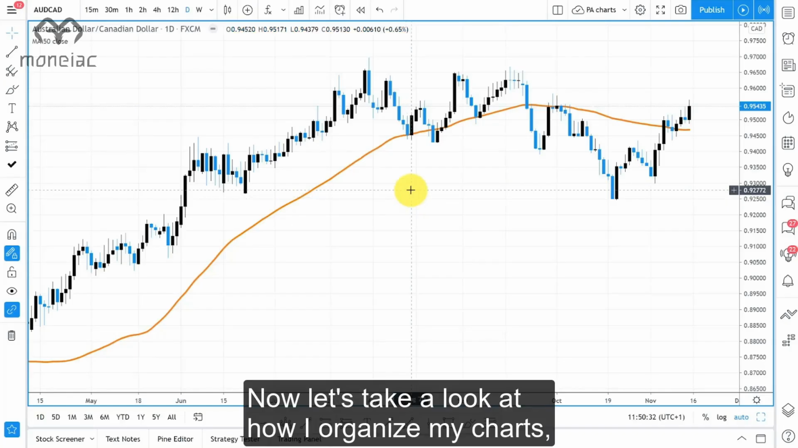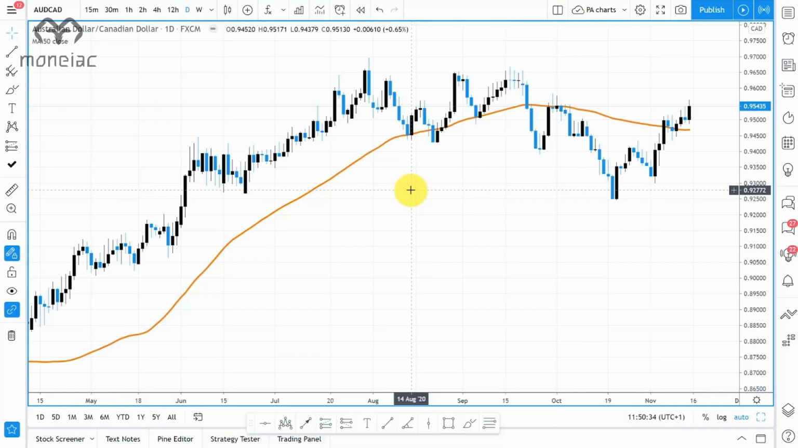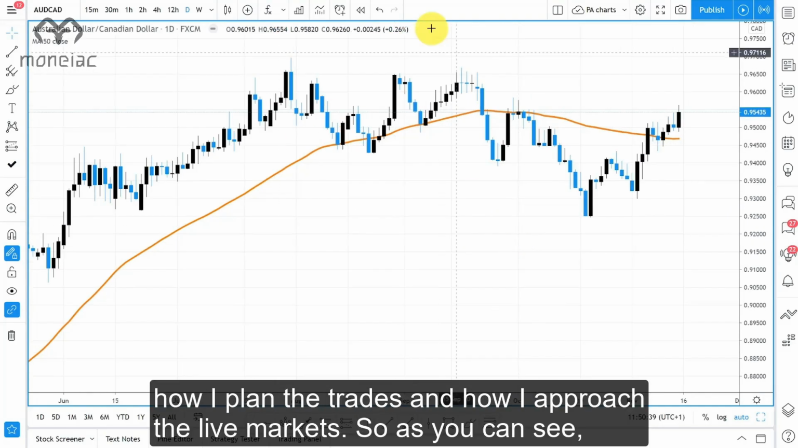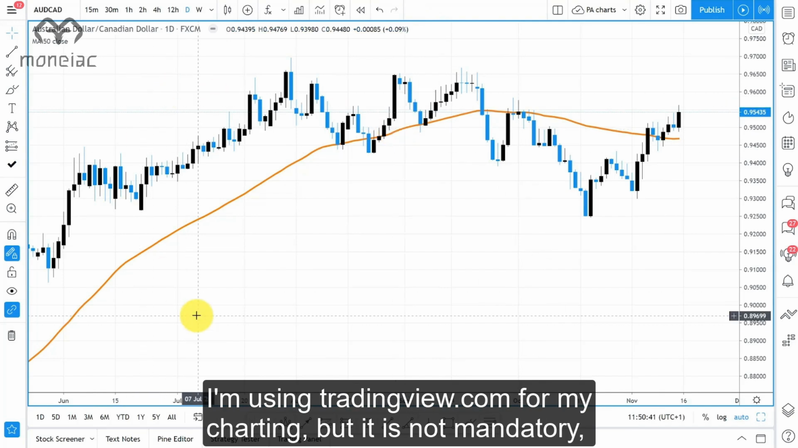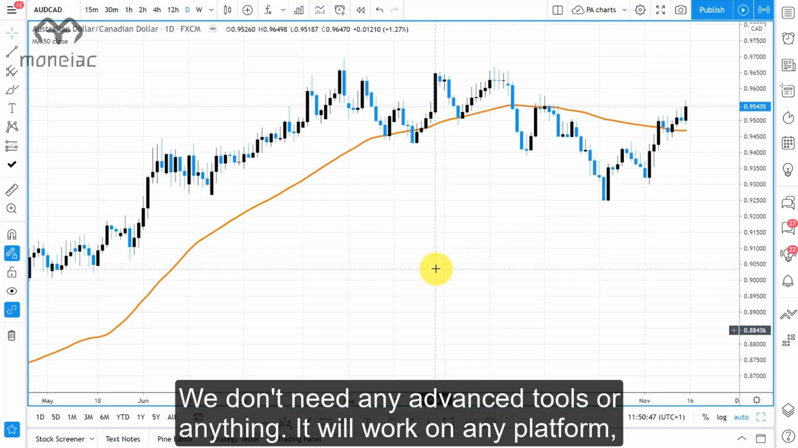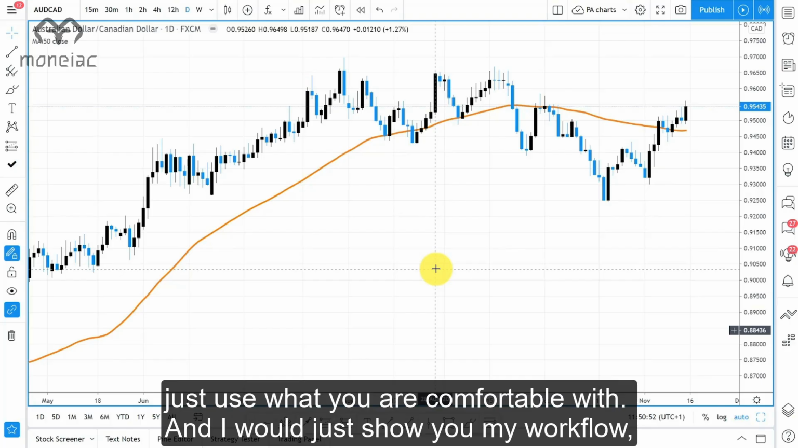Now let's take a look at how I organize my charts, how I plan the trades, and how I approach the live markets. As you can see, I'm using tradingview.com for my charting, but it is not mandatory. You can use any charting platform that works for you. We don't need any advanced tools or anything. It will work on any platform. Just use what you are comfortable with.